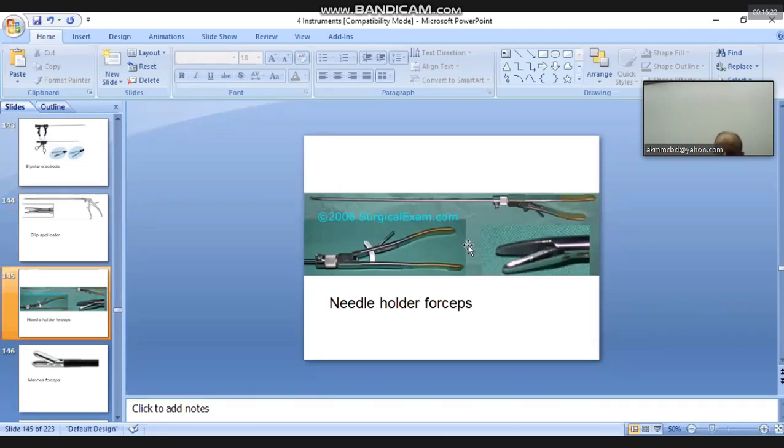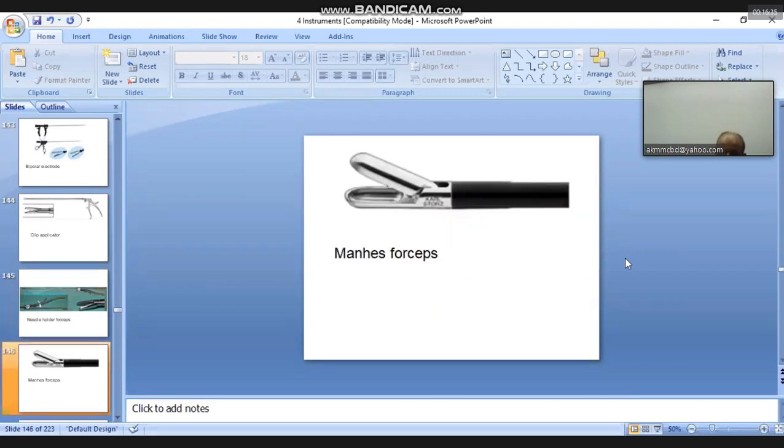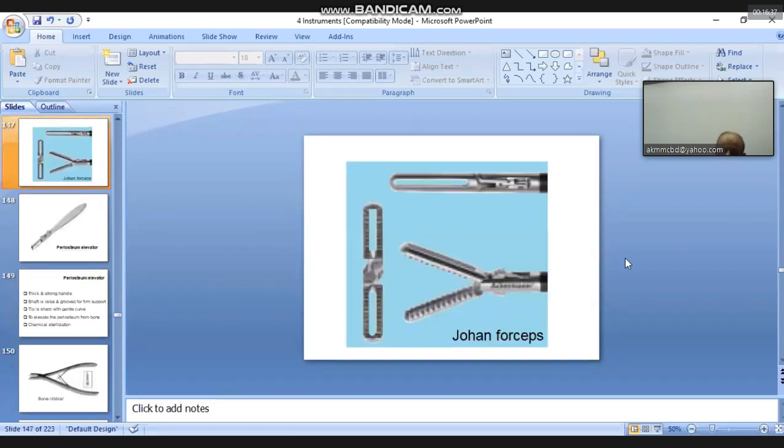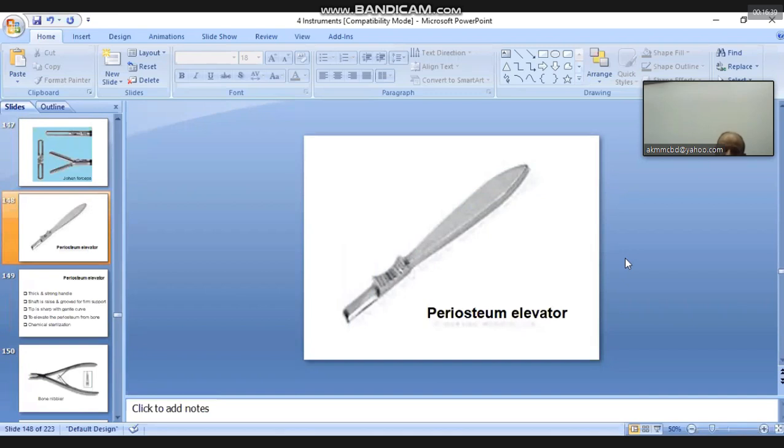And this is a needle holder. This is the needle holder. Actually, this is the handle, and this is the needle holder. Usually we use this instrument in laparoscopic surgery.